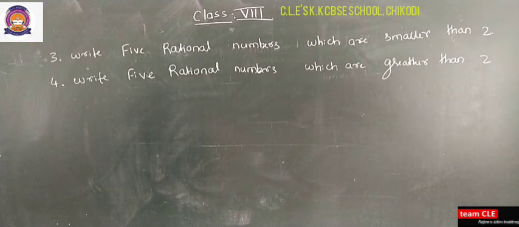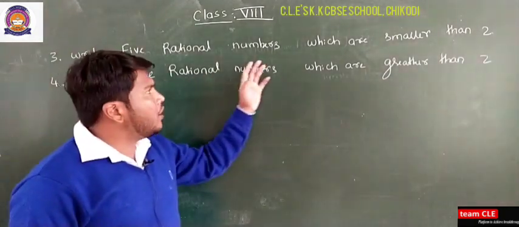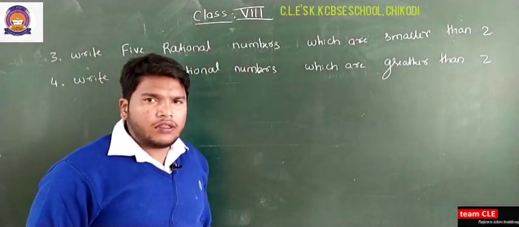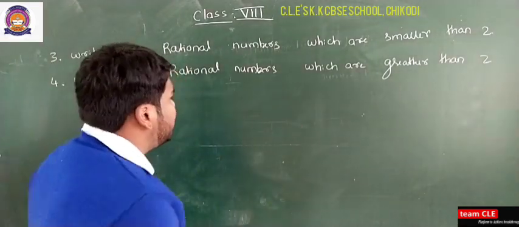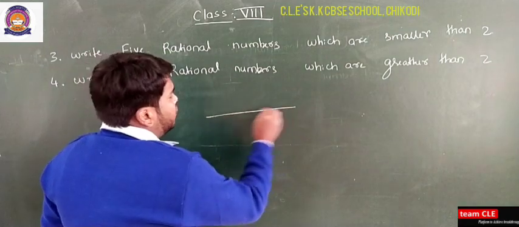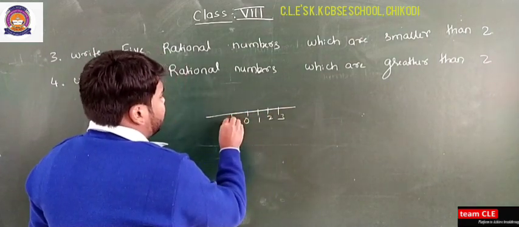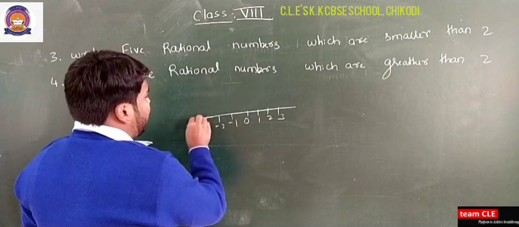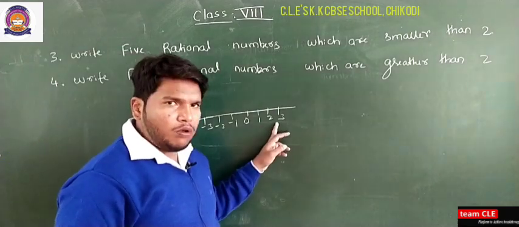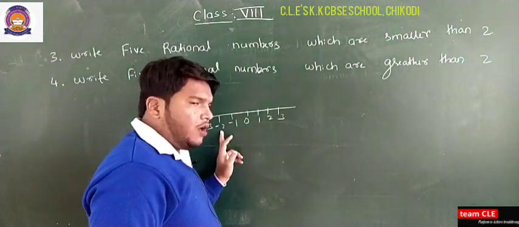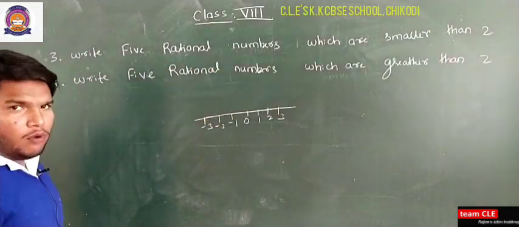Now some more questions of exercise number 1.2. Write 5 rational numbers which are smaller than 2 and write 5 rational numbers which are greater than 2. I will draw a number line. This is 0, 1, 2, 3 and this is -1, -2 and -3. The numbers on the right are positive, the numbers on the left are negative. I need to write 5 rational numbers which are smaller than 2.